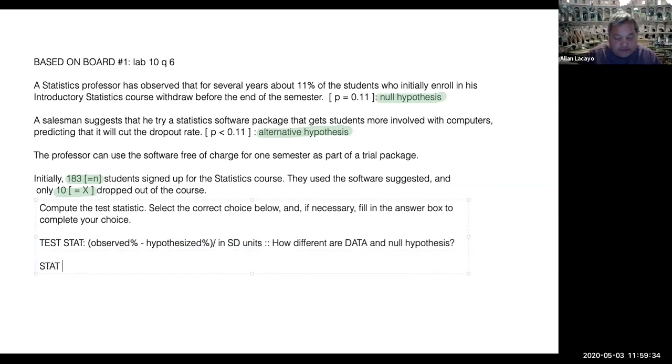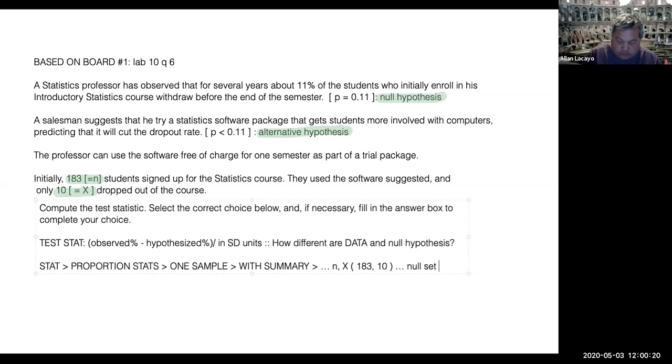Instead of you doing all the math, you go to stat, proportion statistics, one sample, summary. You enter the data, so you enter the sample size and the number of successes. You enter 183 and 10. 183 is the number of observations, 10 is the number of successes. I think you enter them in reverse order than I listed them here. And then the null hypothesis is set to 0.11, and the alternative is set to less than. Then you click on compute.